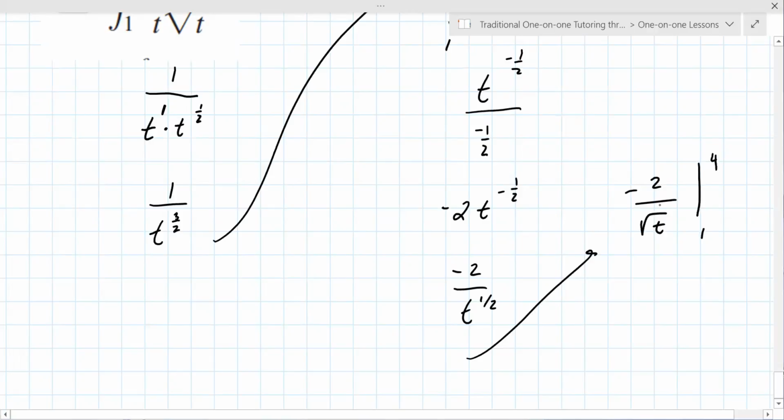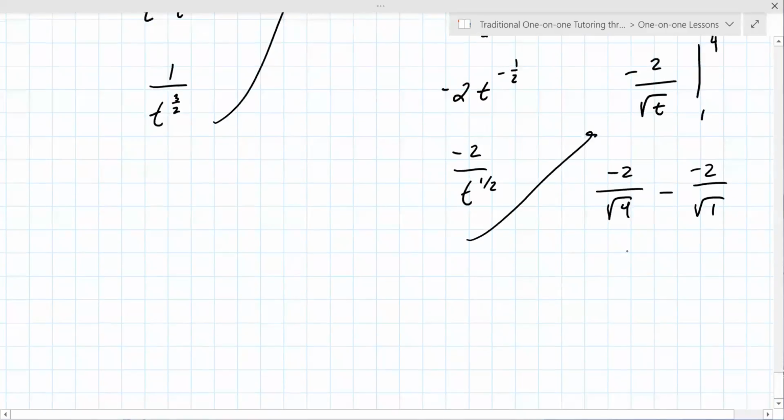The reason you would do this is this is probably easier to evaluate than exponents. So this becomes -2 over the square root of 4 minus -2 over the square root of 1. So we have -2 over 2, -1, plus 2, which equals 1.